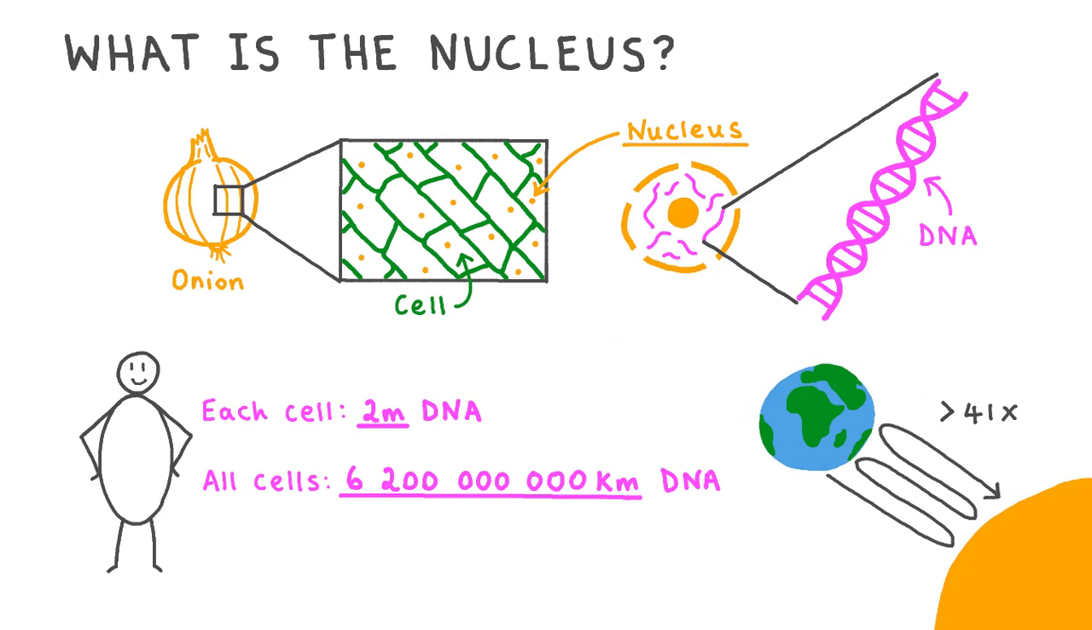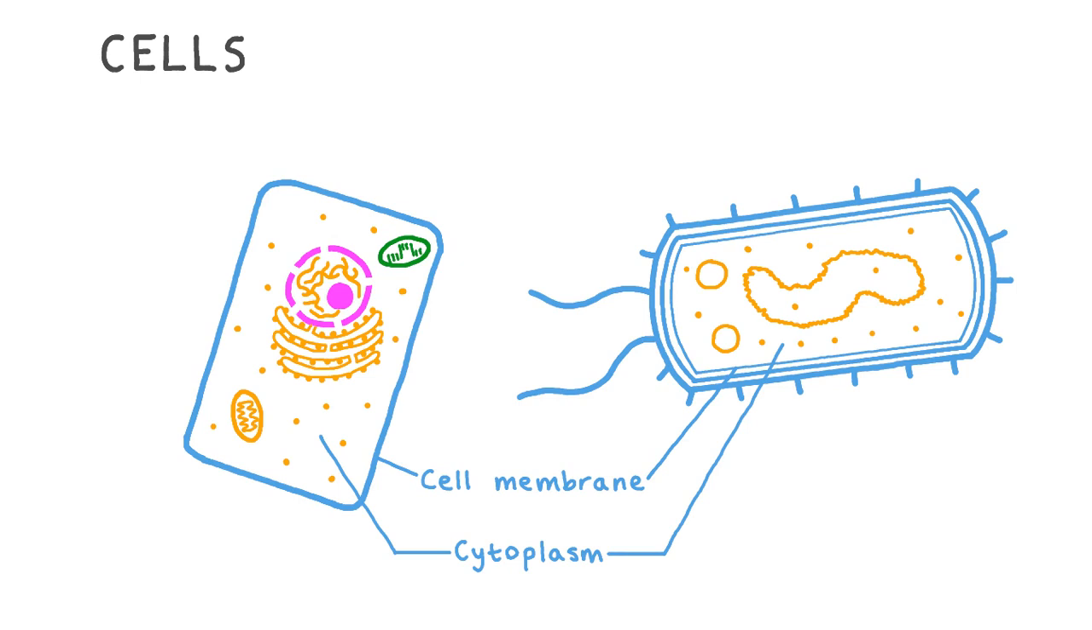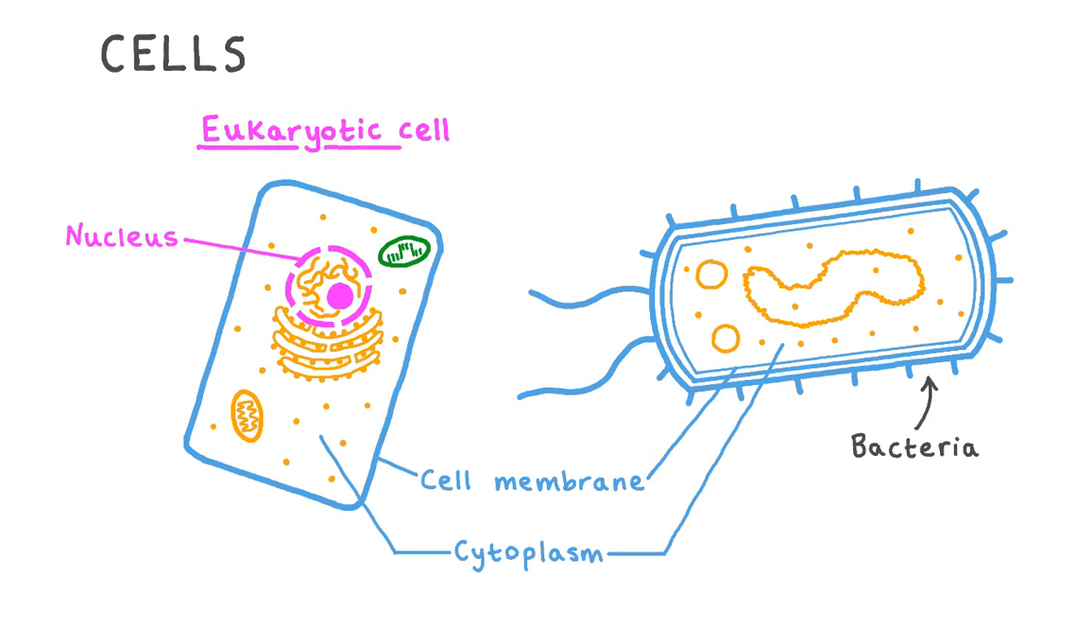Now let's have a closer look at cells. All cells have at least a cell membrane and some cytoplasm. But not all cells have a nucleus, for example bacteria. We can use this information to divide living organisms into 2 groups. Cells that contain a nucleus and other membrane-bound organelles are called eukaryotic cells, and cells without are called prokaryotic cells. Because this video is all about the nucleus, we're going to be concentrating on eukaryotic cells.